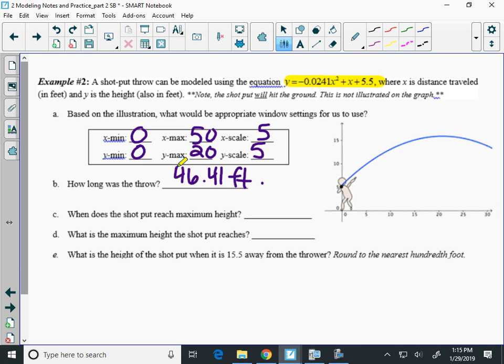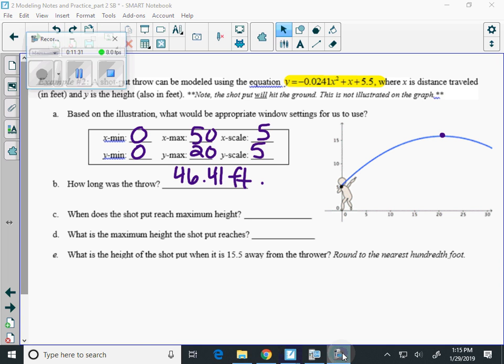Now here the next two questions go together. It says, when does the shot put reach its maximum height? So we're asking, when do we get to a maximum? That would be, like the X coordinate there is, you know, typically you think of time, but here we're thinking how far away from the thrower does the shot put get to its maximum height? And then what is the maximum height?